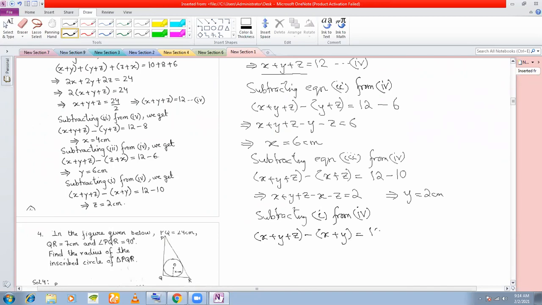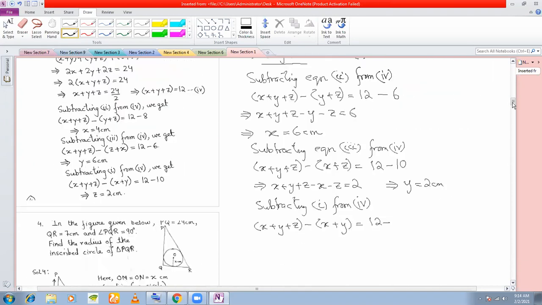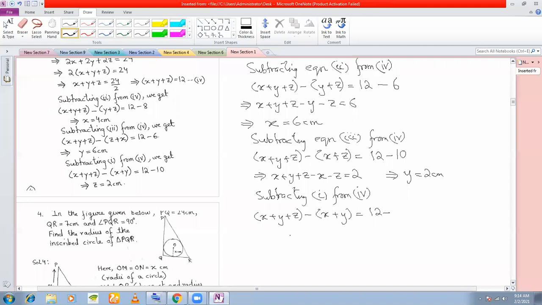And this is 12. And what is x plus y here? 8. So you get in here, your x and x cancel, y and y cancel, you get z is equal to 4 centimeters. So you solve for x, y, and z.